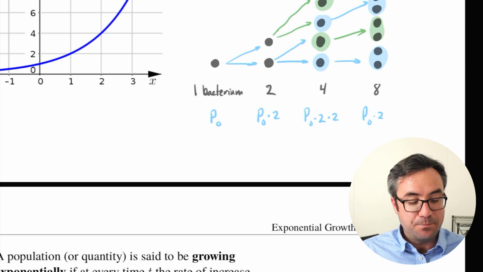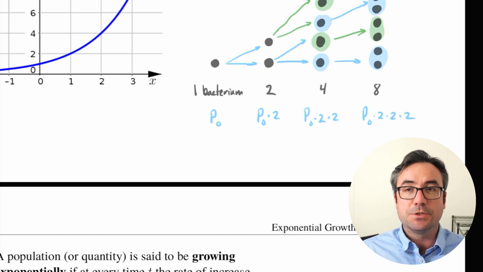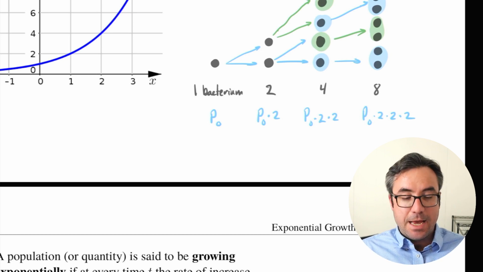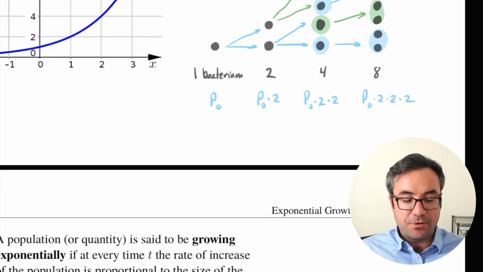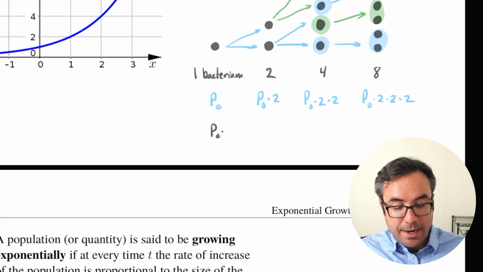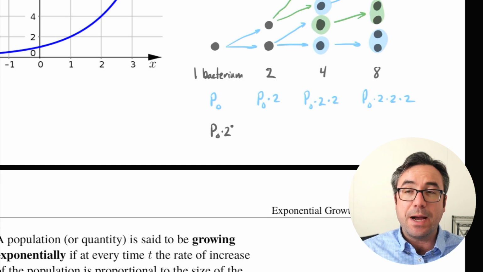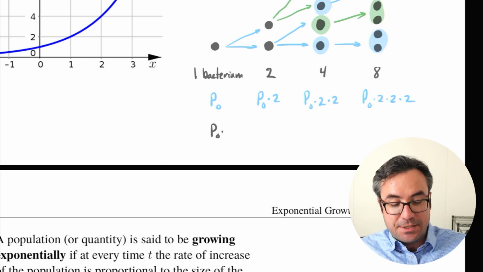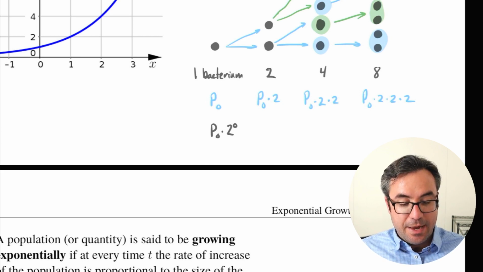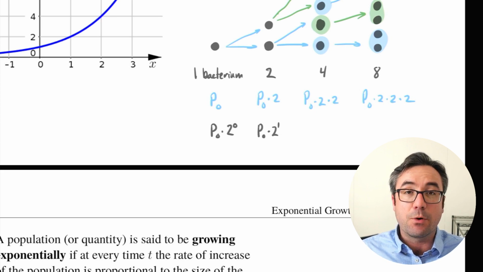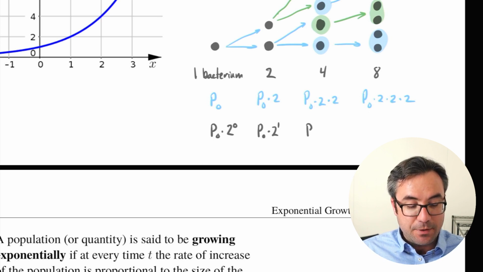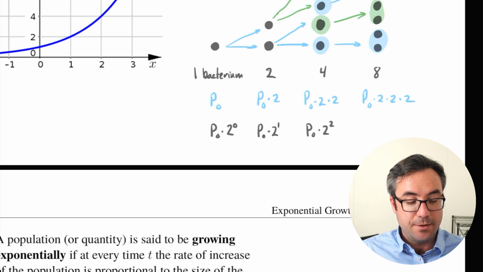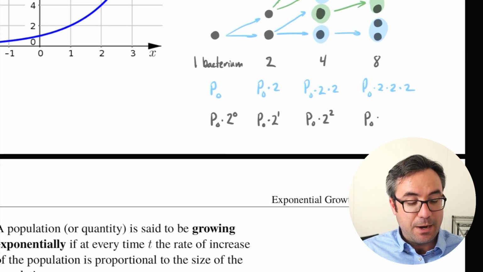So we end up with P0 times 2 times 2, and then we multiply by another copy of 2. And so if we clean this up, our starting population is P0, which we could really write as P0 times 2 raised to the power 0, because any number raised to the power 0 is 1. And then on day 1, our population is P0 times 2 raised to the power 1. And then on day 2, our population is P0 times 2 squared. And then on day 3, our population is P0 times 2 raised to the power 3.